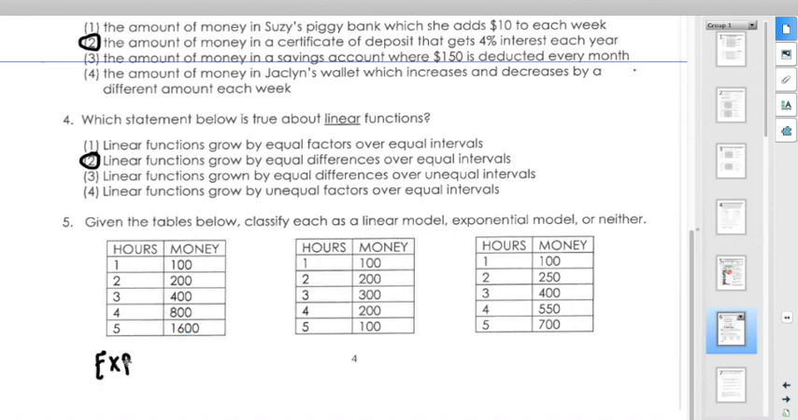This is exponential. This is neither. Increases by 100 here, but then it's decreasing by 100 here. That's not constant. I gotta add or subtract the same amount each time. And this is linear because it's going up by 150 each time. And this was exponential because I am multiplying each one by 2. Multiplication.